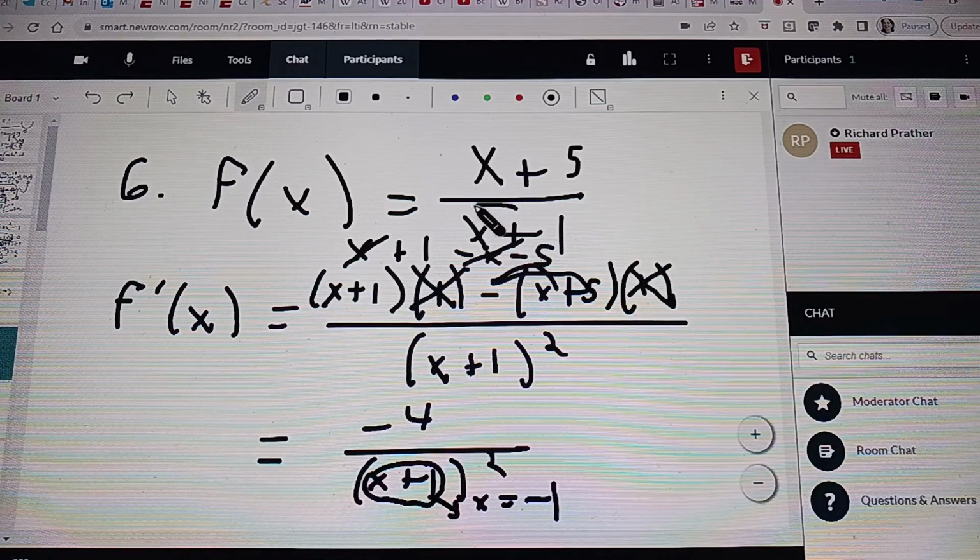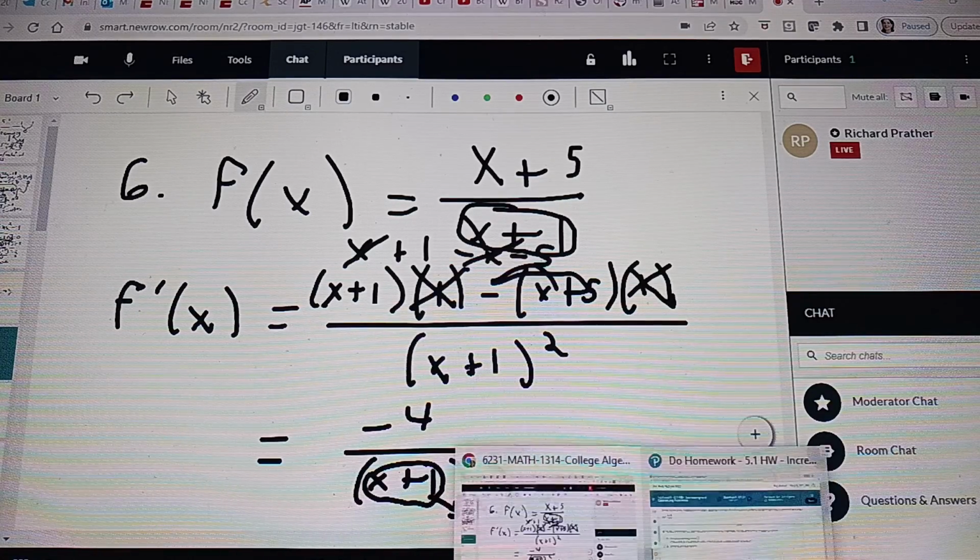But it also happens to make the original function undefined. So therefore, it's not a critical number. And in fact, the original function doesn't even exist at negative 1. That's where there's a vertical asymptote, actually. So there's no critical numbers.